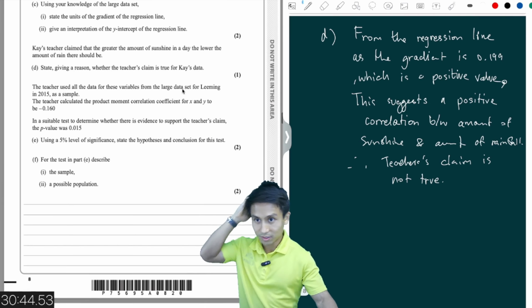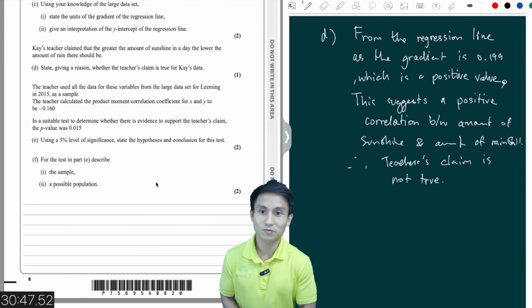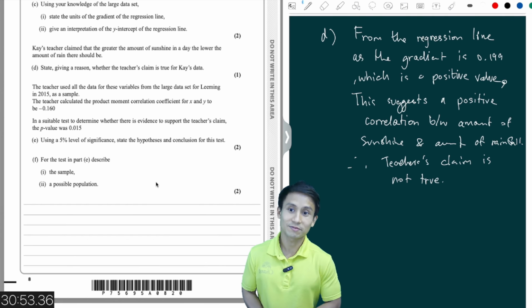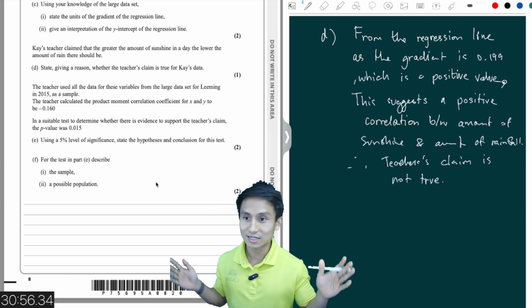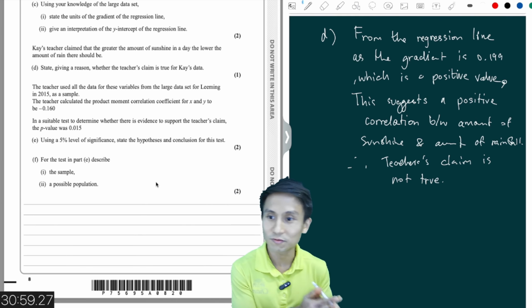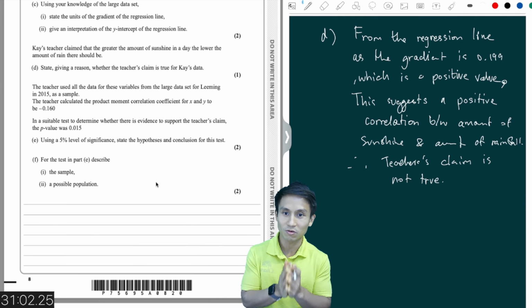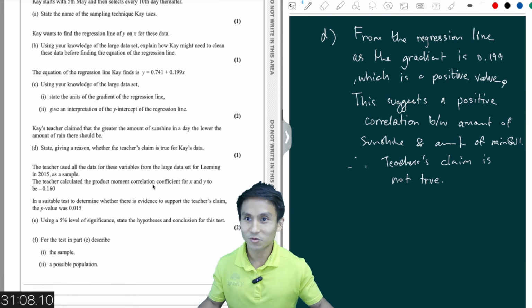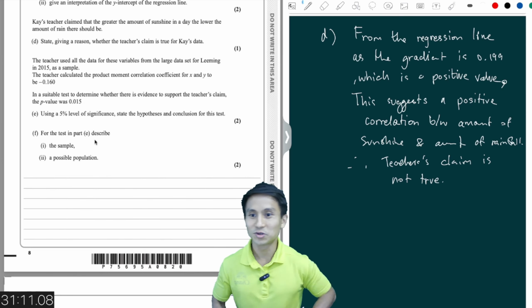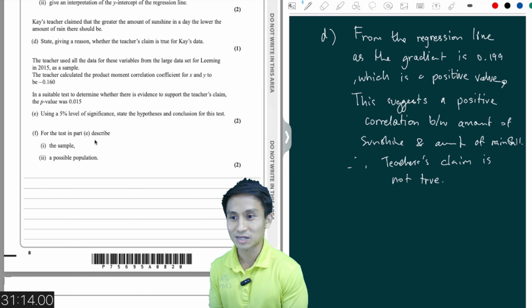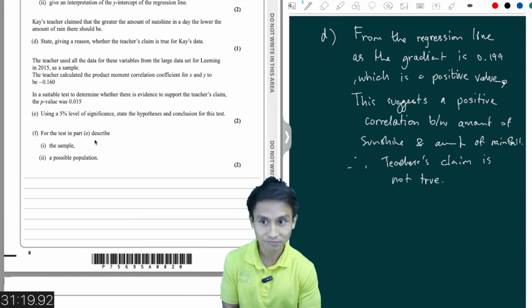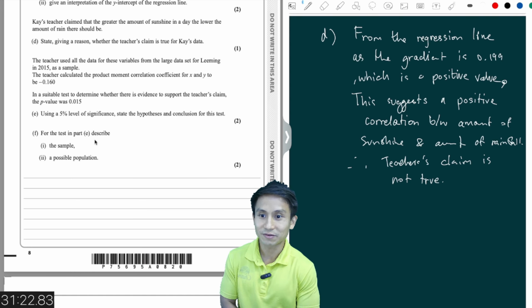Okay, there you go. The teacher used all the data for these variables from the large data set for Leeming in 2015 as a sample. All the data from May 2015 to October 2015. The teacher calculated the product moment correlation coefficient for x and y to be negative. In a suitable test to determine whether there is evidence to support the teacher's claim, the p-value was 0.015. That's quite low. That's 1.5%. Using a 5% significance level, state hypotheses and conclusion for this test.